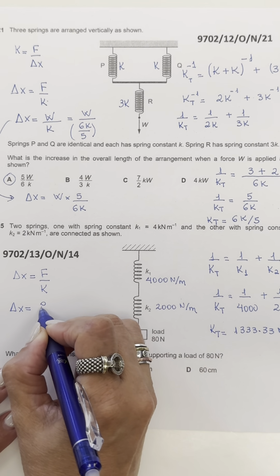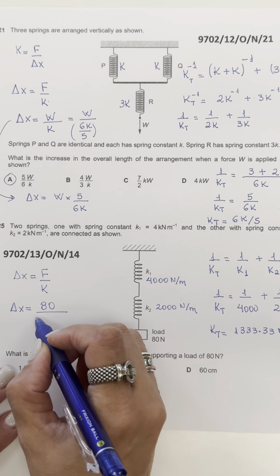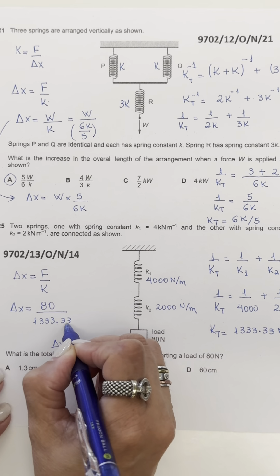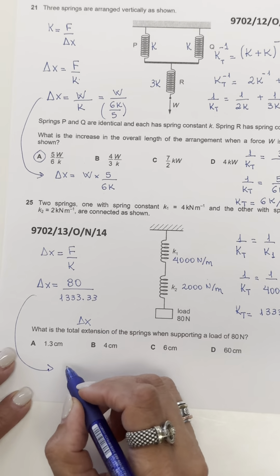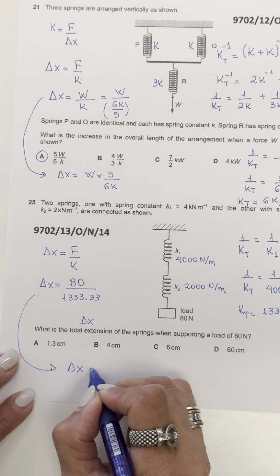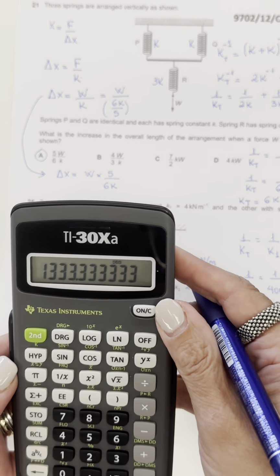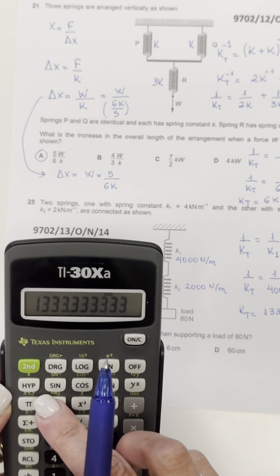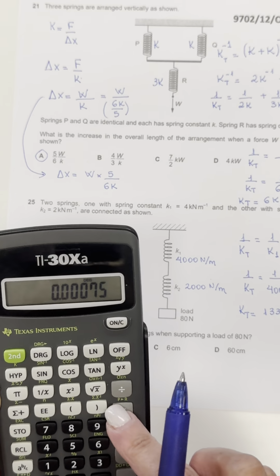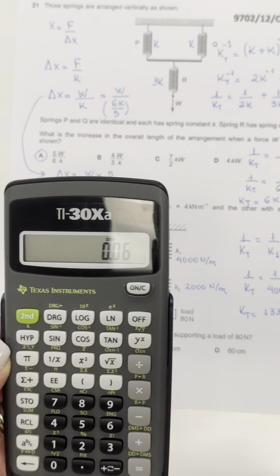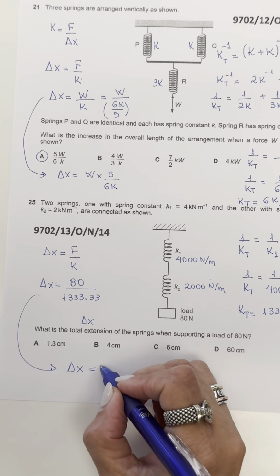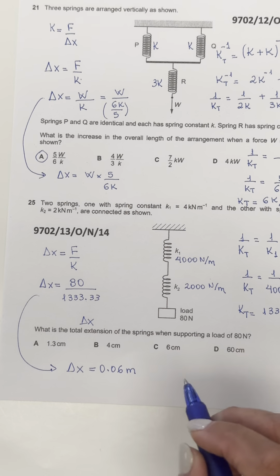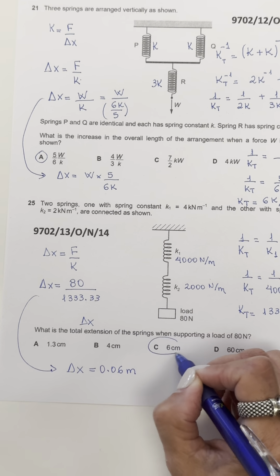So back to the original formula here. This is 80 newtons divided by 1333.33. So let's see what we are going to get as an answer. I kept my number here, right? So this is inverse times 80, 0.06 meter, which is 6 centimeters.